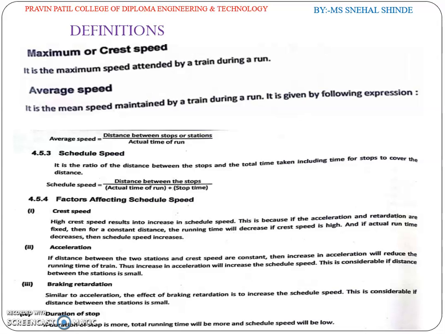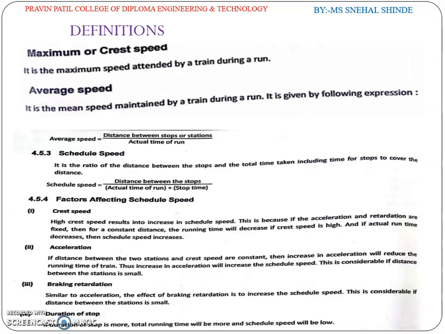The factors governing the schedule speed are, first, the crest speed. High crest speed results in an increase in the schedule speed. This is because if the acceleration and the retardation are fixed, then for a constant distance the running time will decrease, and if the crest speed is high and the actual run time decreases, then the schedule speed increases.